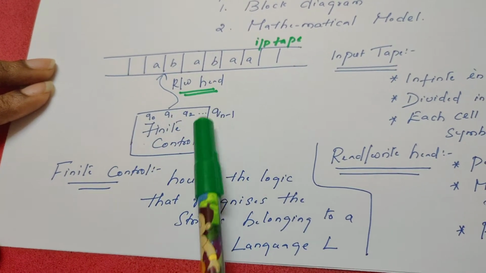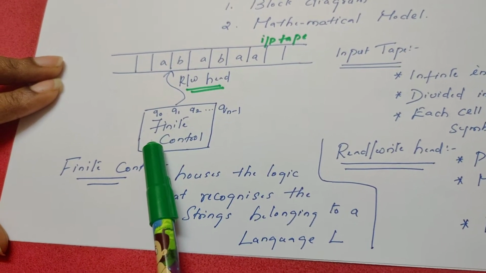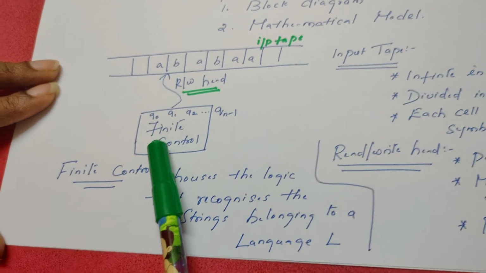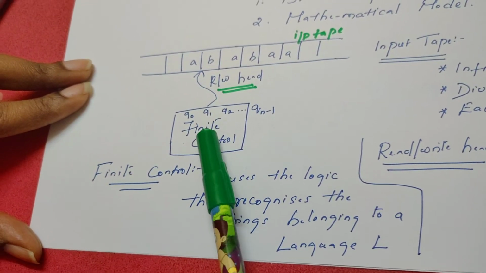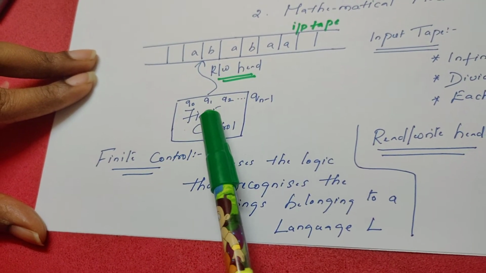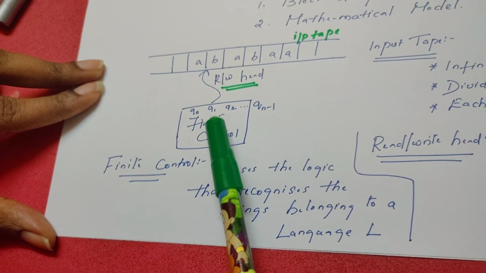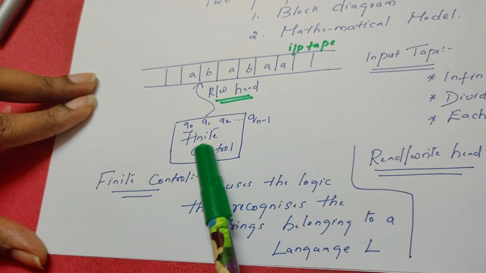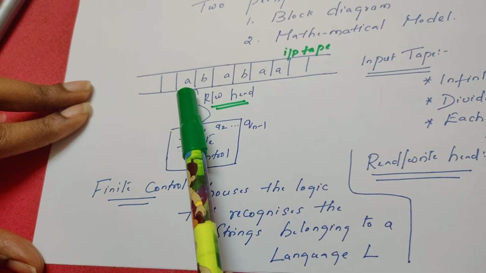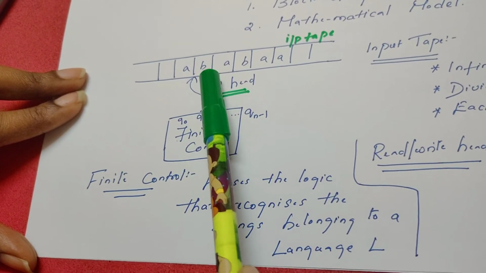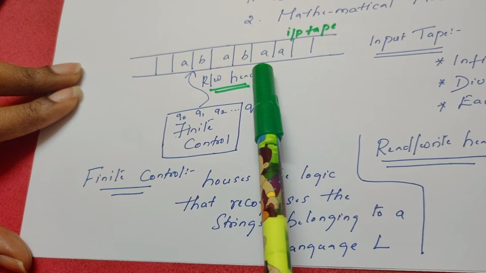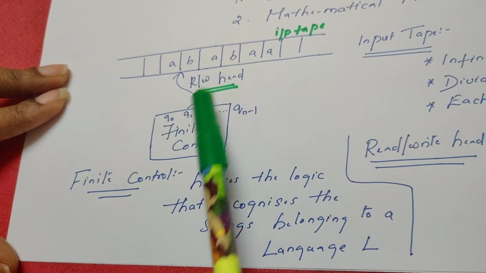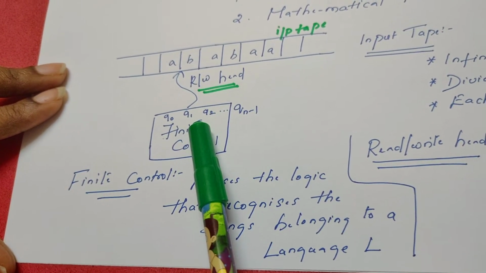And this finite control is equivalent to today's CPU, which houses or contains the logic, or you can understand it as some program which can be kept inside this finite control. Based on the logic, based on the program, this finite control reads the input from the input tape one by one, and accordingly it responds and it may change its state.